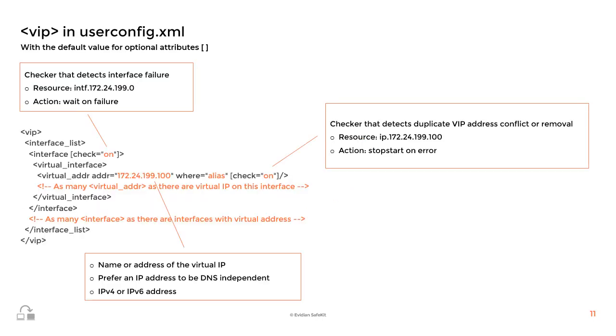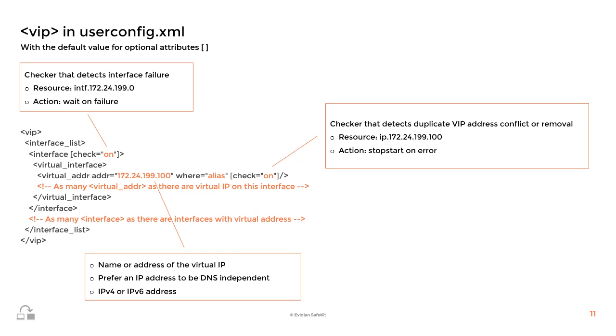Virtual IP addresses are configured in the VIP tag of userconfig.xml as presented in the slide. First, in the interface tag, the check attribute set to on means that a checker will detect interface failures. As shown in the text box of the slide, a resource is associated with this checker, and the action taken on interface failure is to put the module in the wait state.